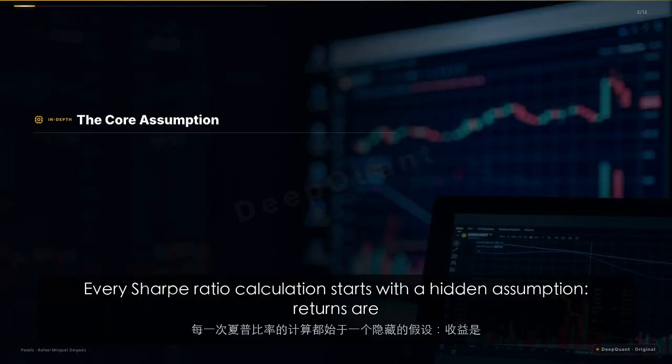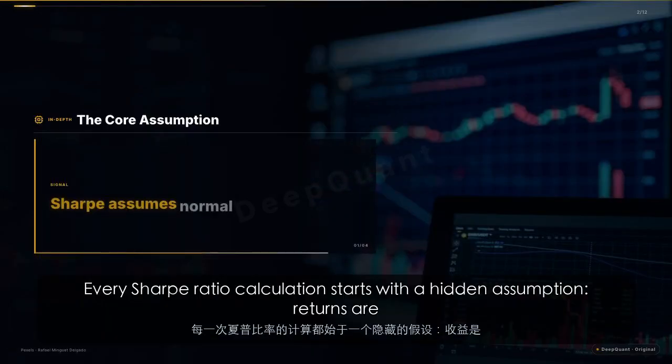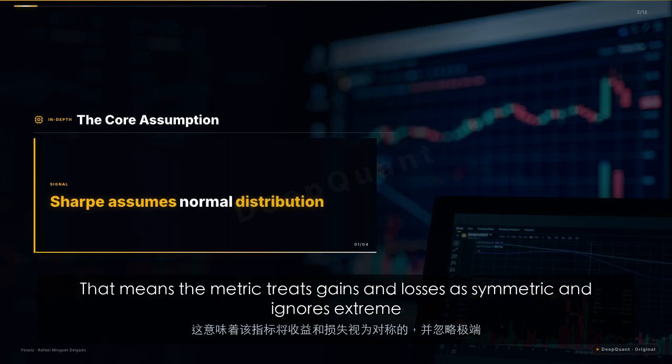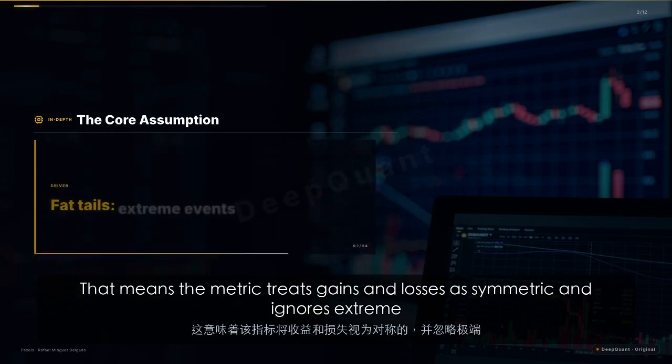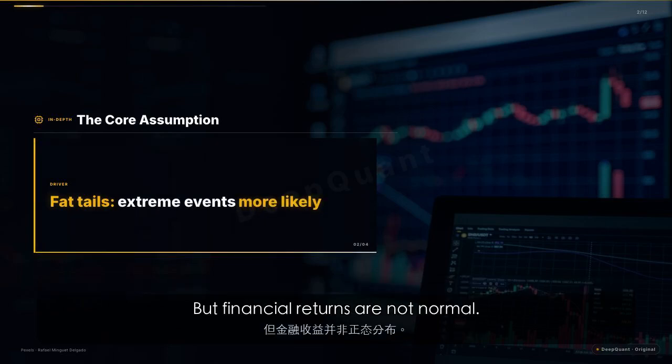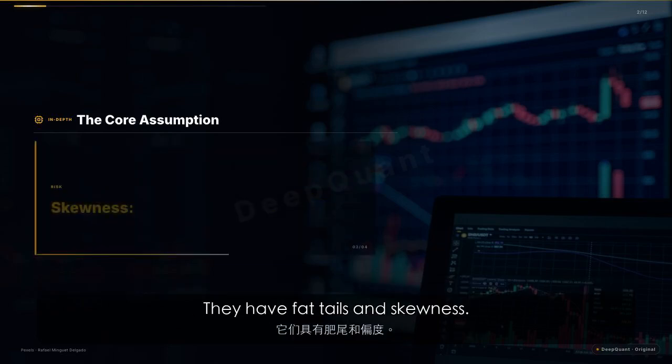Every Sharpe ratio calculation starts with a hidden assumption: returns are normally distributed. That means the metric treats gains and losses as symmetric and ignores extreme events. But financial returns are not normal. They have fat tails and skewness.